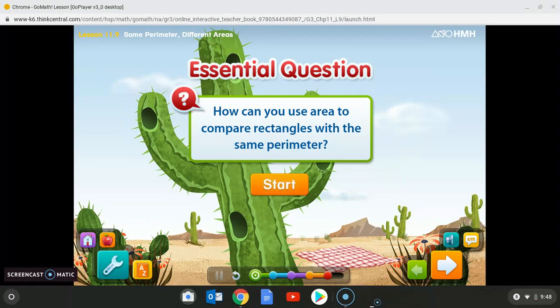Today we are going to find out how we can use area to compare rectangles with the same perimeter. What we're going to figure out today is that some shapes have the same perimeter, but the areas are so different. So let's start.